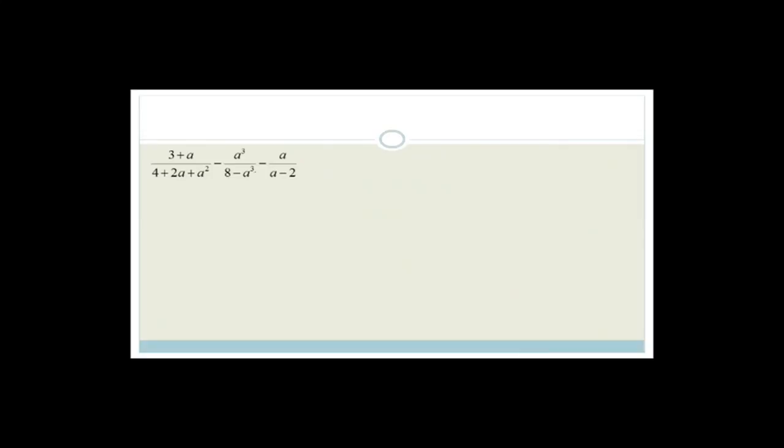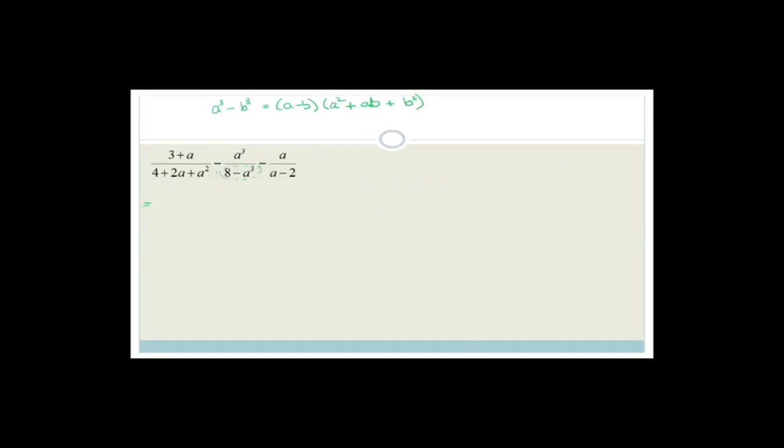Right, next one. Okay, so this is quite nice because that is the sum and difference of two cubes. Okay, so we've got 3 plus a minus a cubed, over 4 plus 2a plus a squared, plus 2 minus a over a minus 2. Okay, so let's think about the sum and difference of two cubes. The way it works is a cubed minus b cubed is equal to a minus b, and then you square the first term, it's a squared. You swap the signs, so it's plus ab, and then you go plus b squared.